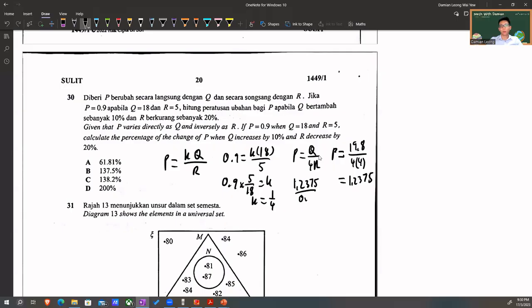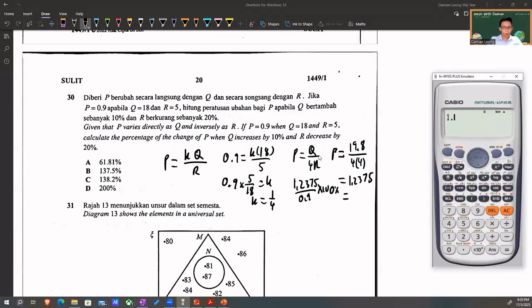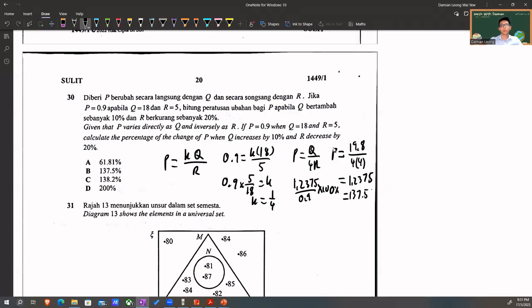So if I compare this with 0.9, 1.2375 over 0.9 times 100 to change to percent. I get 137.5. So it's 137.5% of the original value of P. Okay, answer B.